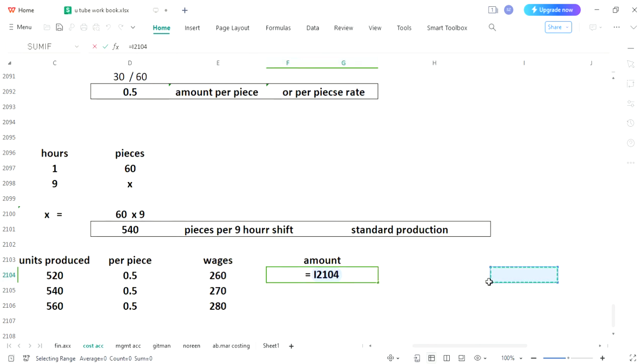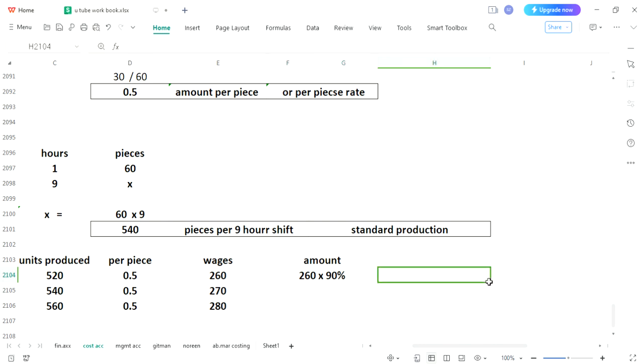Instead of writing it here, I will let you know the formula. 260 was the original amount of wage, but he will receive only 90% of the amount because he worked under standard. Now the total wage can be calculated: 260 multiplied by 90 and divided by 100. So in this way, worker A will get only 234.